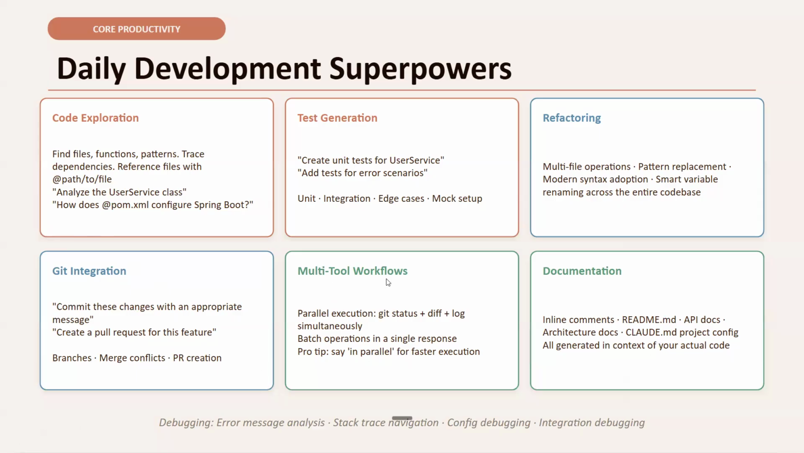You will see the multi-tool workflow, where Claude can run multiple tools simultaneously. If you say check the Git status, the diff, and look at the recent commits, and add in parallel, yep, Claude executes all three concurrently. And in my opinion, explicitly saying in parallel is a meaningful speed optimization for complex analysis.